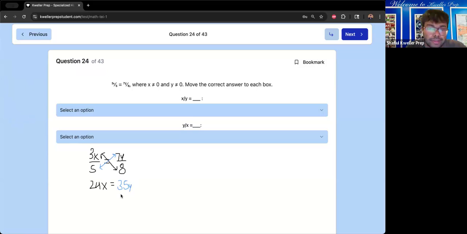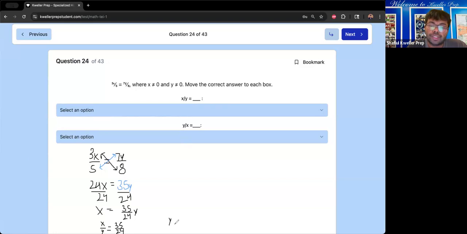And then now we can just solve for x over y. Well, how do we solve for x over y? First, let's divide 24 on both sides. x equals 35y over 24. Now we want to solve for x over y. How do we get x over y? We can divide y on both sides. We divide y on both sides, we get x over y equals 35 over 24. Why can I do that? Okay, and then now we got x over y is equal to this.